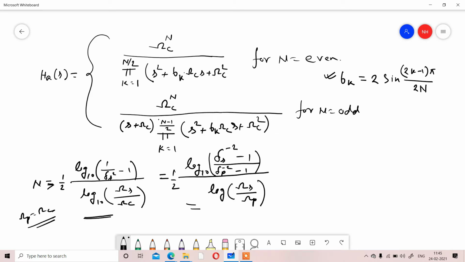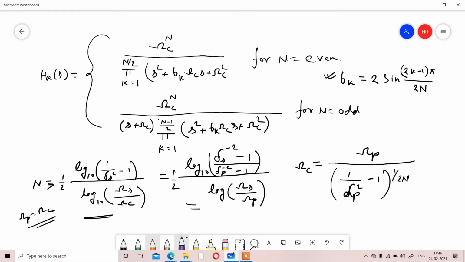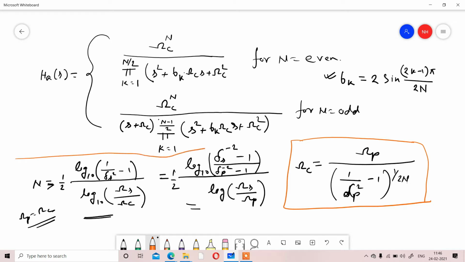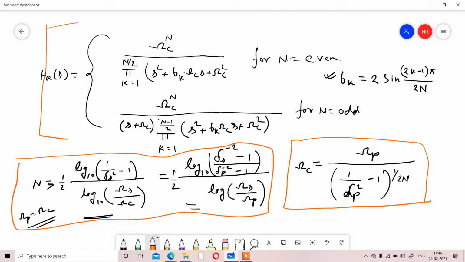the cutoff frequency, the equation was omega c equal to omega p by (1 by delta p square minus 1) whole to the power 1 by 2n. So these are the four equations. In the last class we have checked these four equations are used to calculate the filter order.